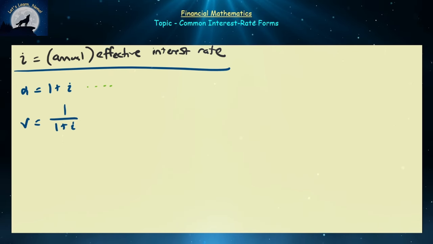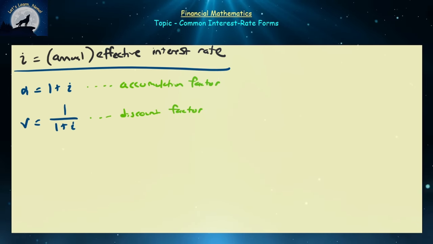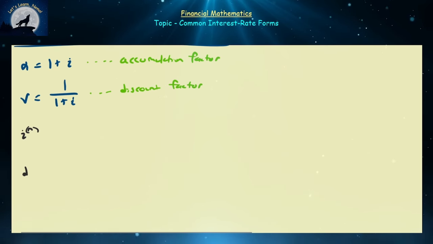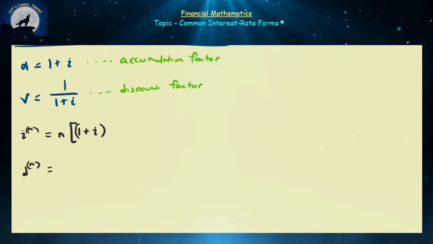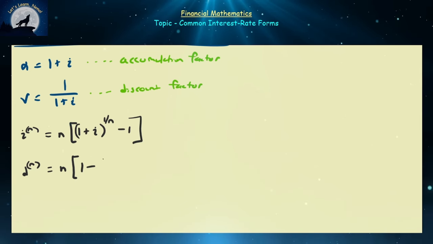So alpha is our accumulation factor. We have nu, which is our discount factor. And now we have our in, and also our dn. So in and dn, what were these? So in came out to n times 1 plus our effective interest rate to the power of 1 over n minus 1, and dn came out to n times, and it mirrors backwards, so 1 minus 1 plus i to the power of negative 1 over n.